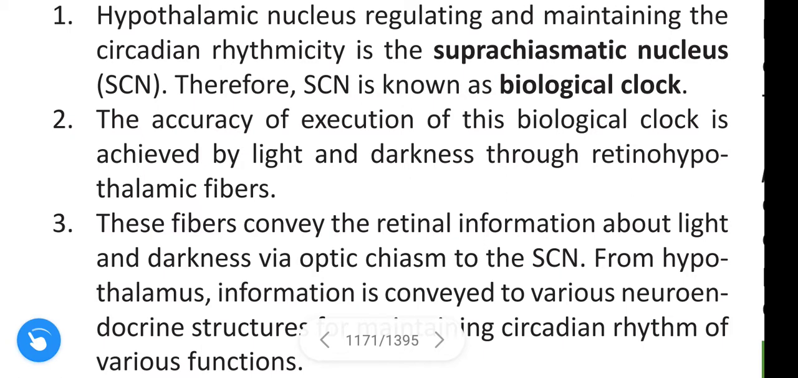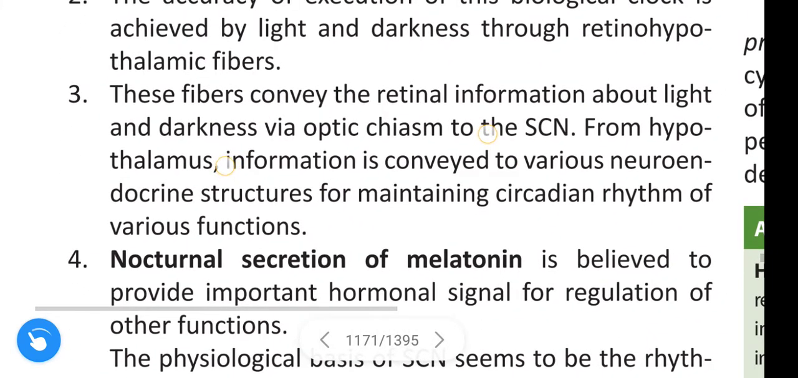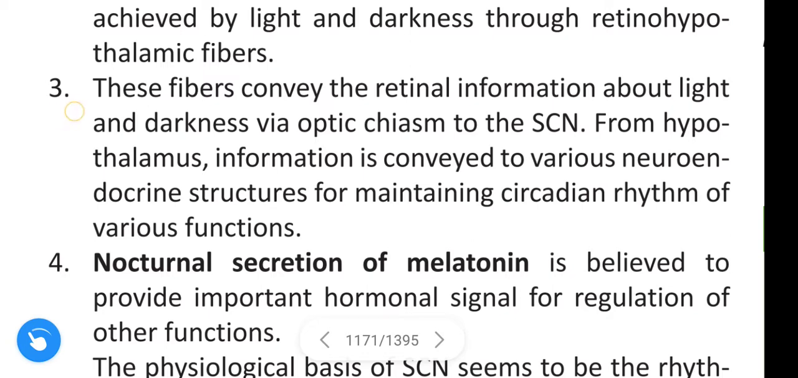The accuracy of execution of this biological clock is achieved by light and darkness through retinohypothalamic fibers. These retinohypothalamic fibers convey the information from the retina about light and darkness via the optic chiasma to the suprachiasmatic nucleus.